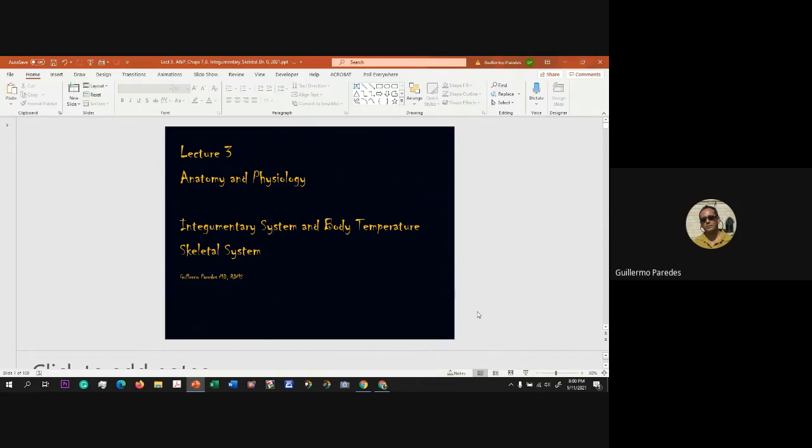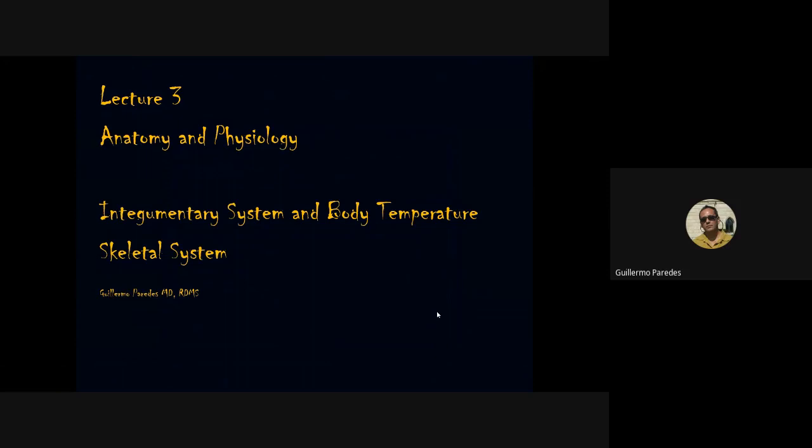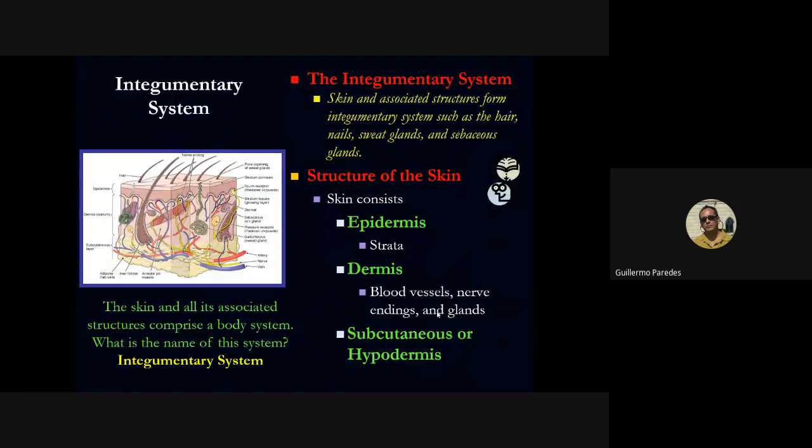Okay, so today we are going to complete our lecture, and that is the first part of the lecture we just switched. So the integumentary system and body temperature is the topic today. We have that the skin consists of three layers. First of all, integumentary system means skin, and everything that covers the body. For example, as we already talked about in lecture number two, the integumentary system is the skin, the hair, and the nails.